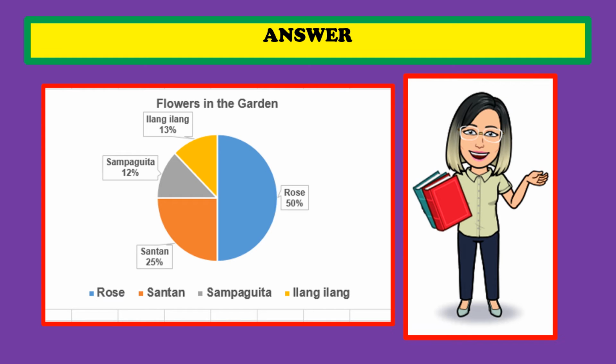Here is our result. For flowers in the garden, for rose we have 50%, for santan we have 25%, sampaguita 12%, for ilang-ilang we have 13%.